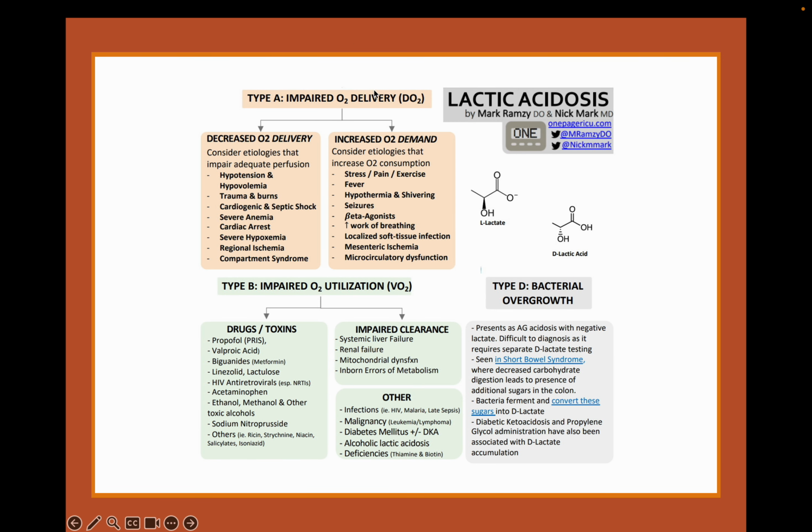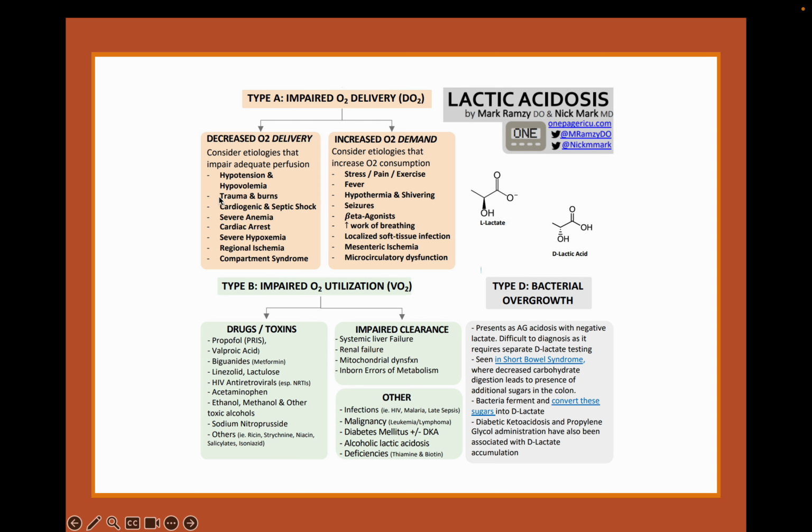So again, coming to type A, it is due to impaired oxygen delivery, that is, hypotension or hypovolemia, some shock, or severe anemia can cause type A lactic acidosis. Any cardiac arrest or hypoxemia per se, and compartment syndrome that can cause decreased perfusion. Increased oxygen demand also, any hypothermia or fever or increased workload of breathing. These are all type A.